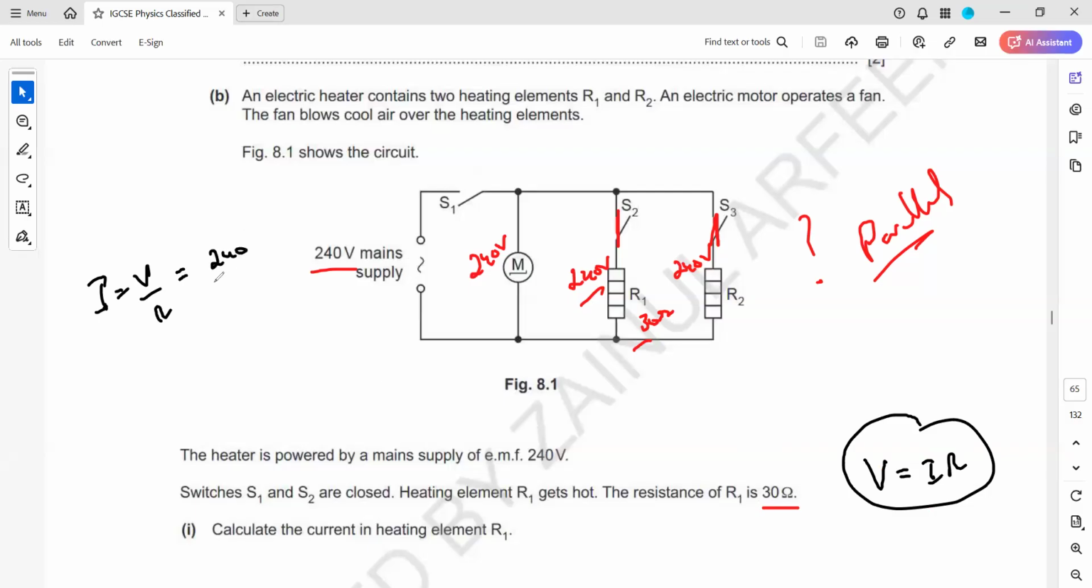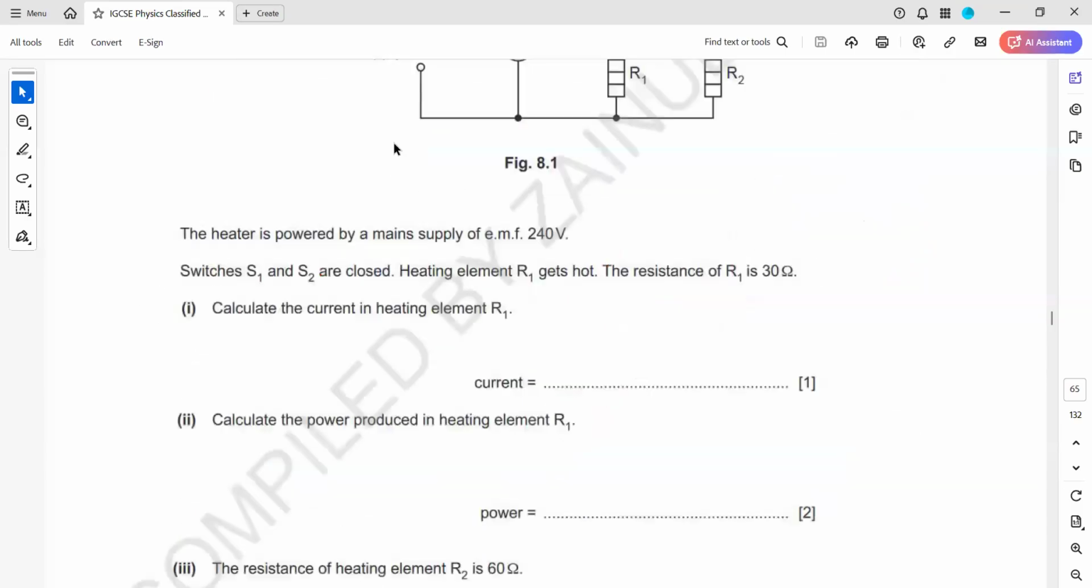So 240 divided by 30. What's the answer? 24 divided by 3, that will be 8 ampere. In the calculator it shows 8.0. Then calculate the power.